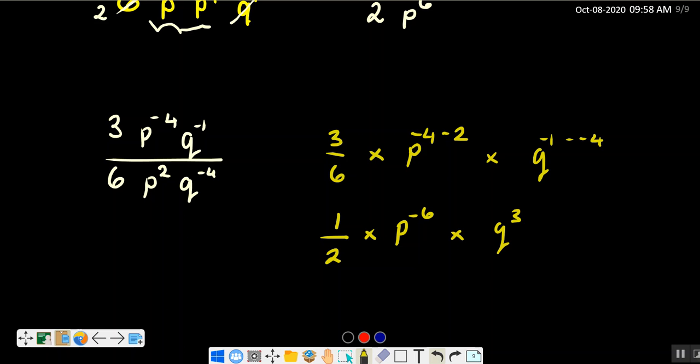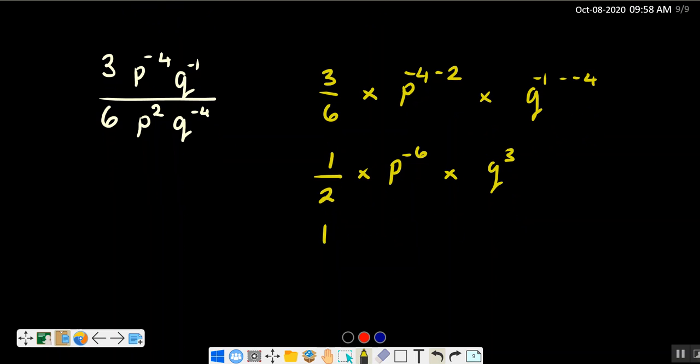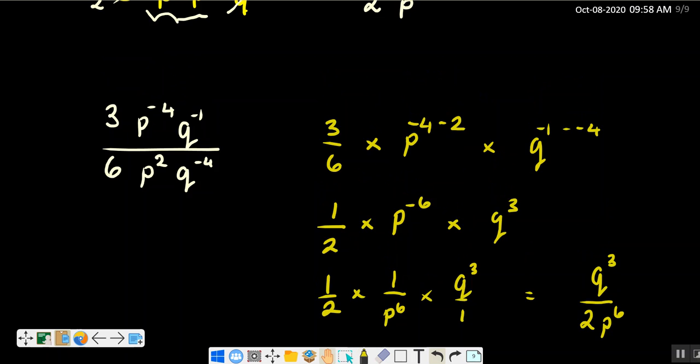So now what do we do? Well, we know that a half multiplied by p to the negative 6 is 1 divided by p to the power of 6, multiplied by q to the power of 3 over 1. So what does that become? Q to the power of 3 over 2p to the power of 6. Is that the same answer we had before? Yeah. It is.